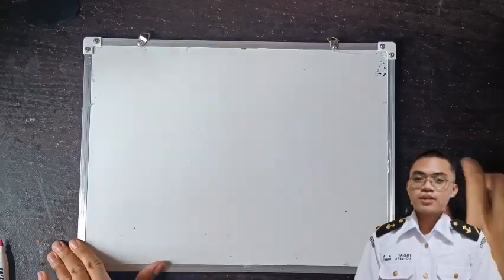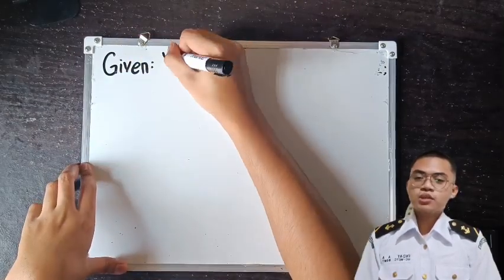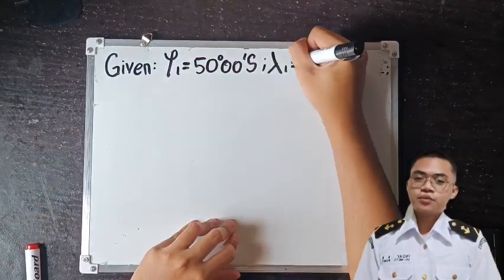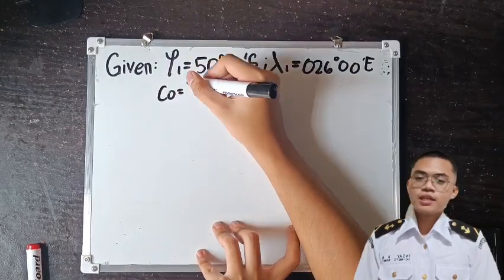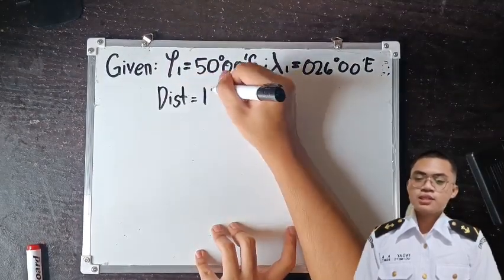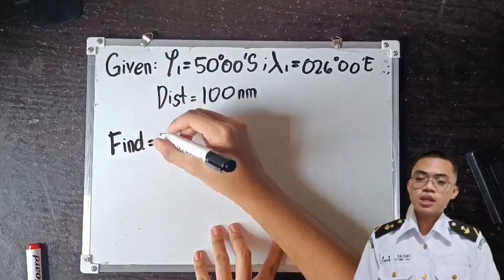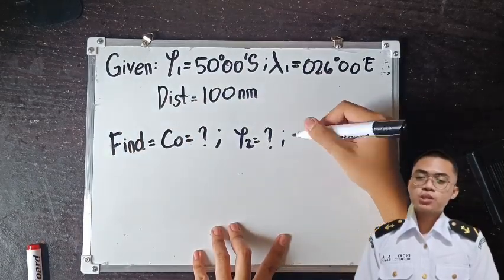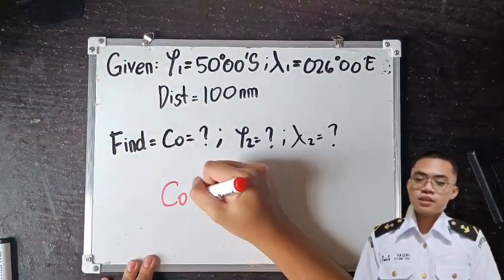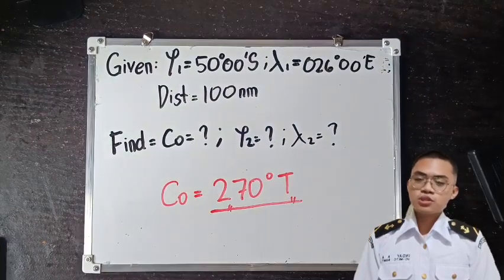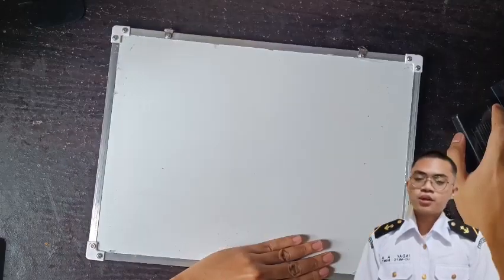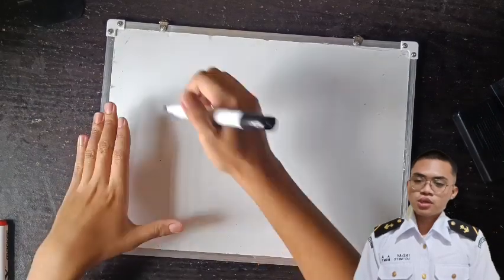Example: a vessel departed heading west from 50 degrees south, 26 degrees east for 100 nautical miles. Find its arrival position. Since the problem stated that the vessel is heading west, the course is simply 270 degrees true. And in order to find the arrival position, we must first find the difference of longitude.